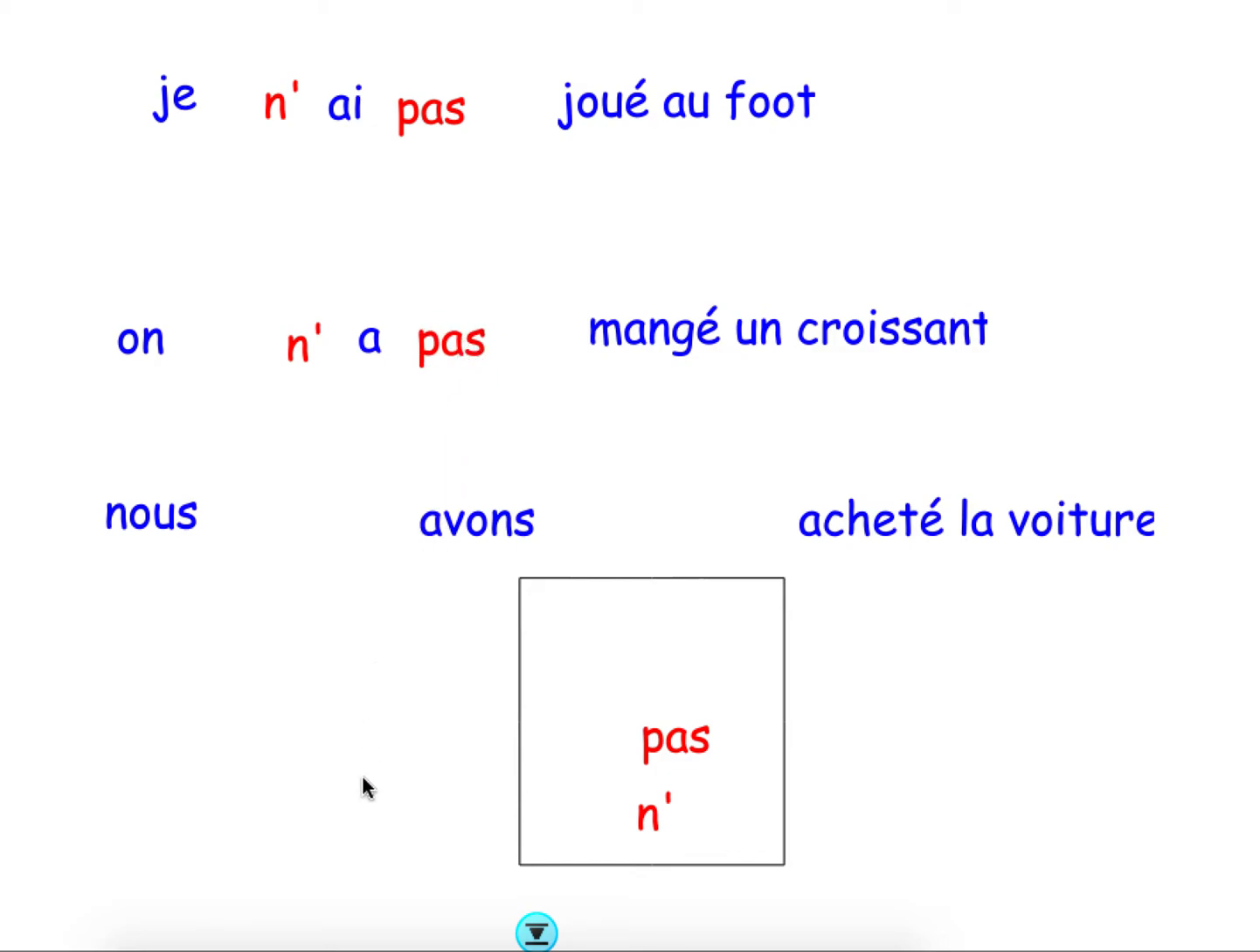Good. Next one, nous avons acheté la voiture. We bought the car. To make that we did not buy, we take the ne, put it round the first part of avoir, nous n'avons, and then wrap the other part round, nous n'avons pas acheté la voiture. Okay?